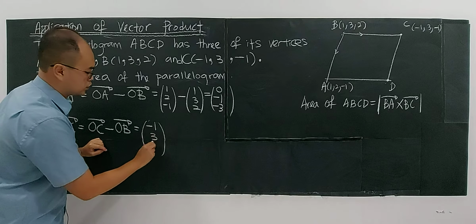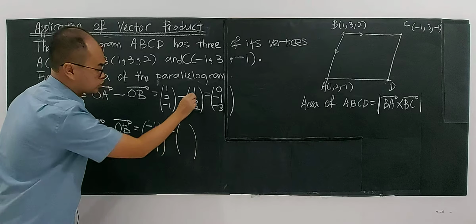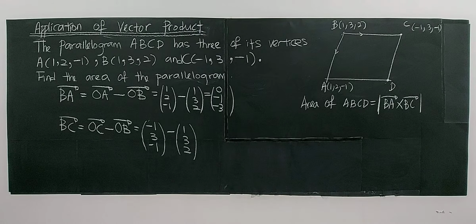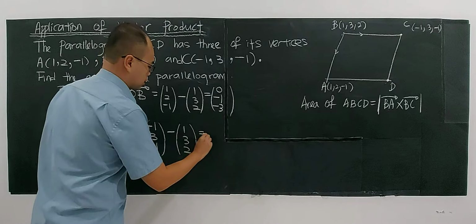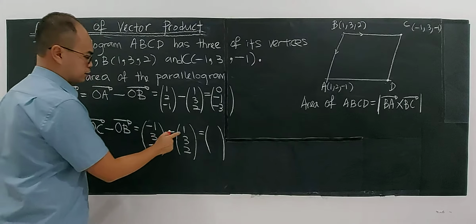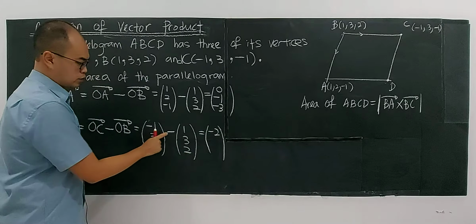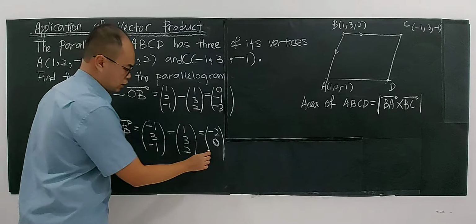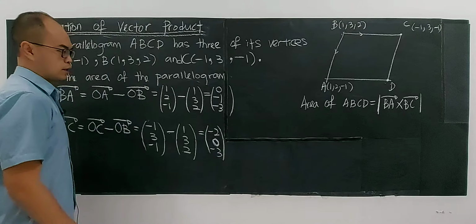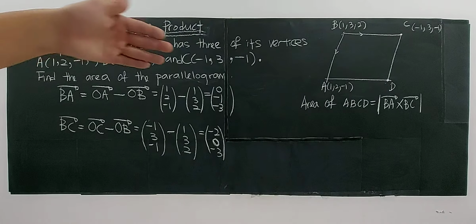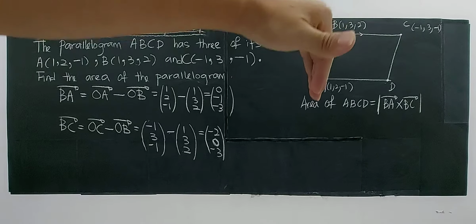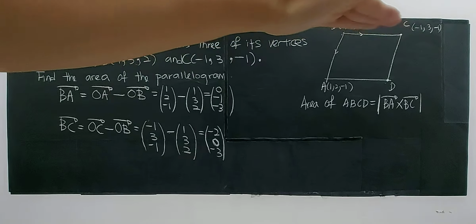Okay, negative 1, 3, negative 1, minus the position vector of B, which is 1, 3, 2, negative 1, 3, negative 1. If I calculate this, I get negative 1, negative 2, 3 minus 3, which is 0, right? Then negative 1 minus 2, I have negative 3, right? So now I have the two vectors: the vector BA, with direction BA, and the direction from B to C.